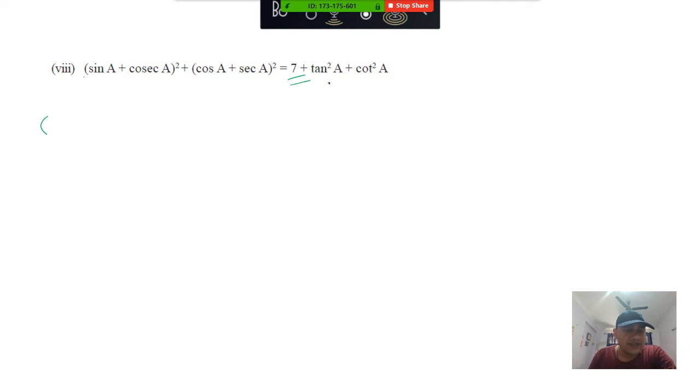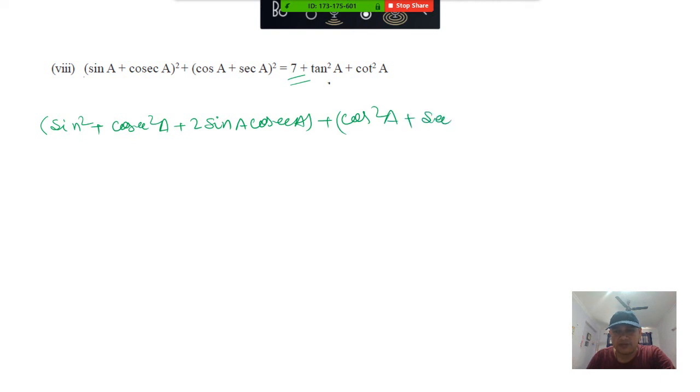So this becomes a plus b whole square: sin square a plus cosec square a plus 2 sin a cosec a. The second term remains as cos square a plus sec square a plus 2 cos a sec a. Clear? We are just solving the left hand side, so let's write left hand side. We just don't mess up the right hand side. Now let's solve it. Oh, I just missed a here.